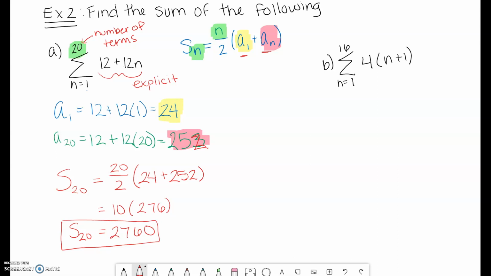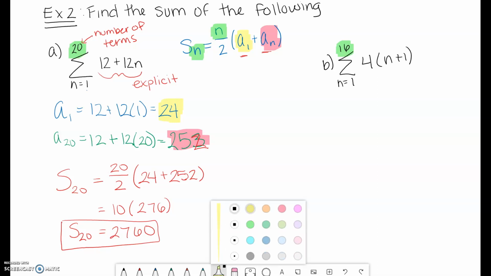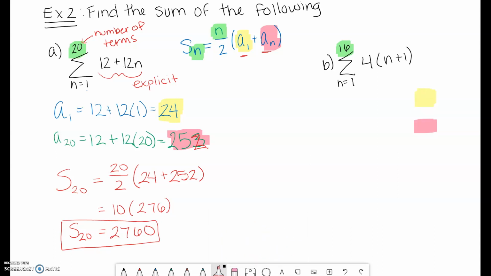Go ahead and try this one. I'm going to set it up really quick and then pause the video and try it on your own. So again, this is our n, and then we're going to have to find the first term, and then we're going to have to find the last term. And then we can go ahead and jump into that. So go ahead and do that.